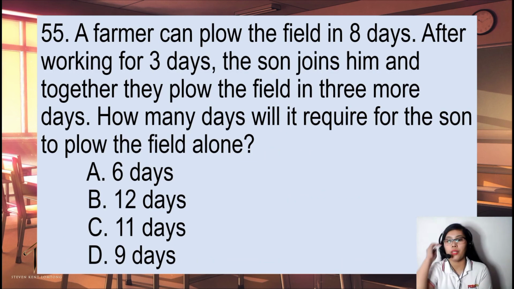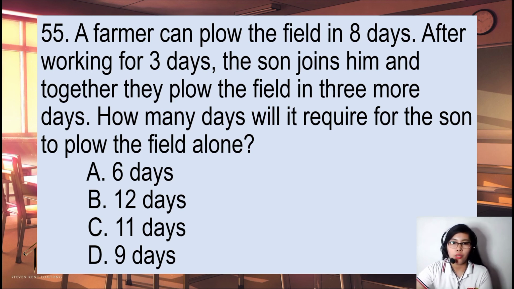So let's have some problem. A farmer can plow the field in 8 days. So his rate is 1 over 8. After working for 3 days, the son joins him and together they plow the field in 3 more days. How many days will it require for the son to plow the field alone?